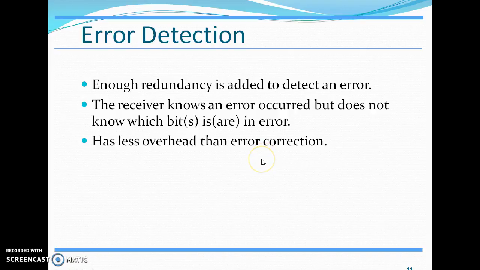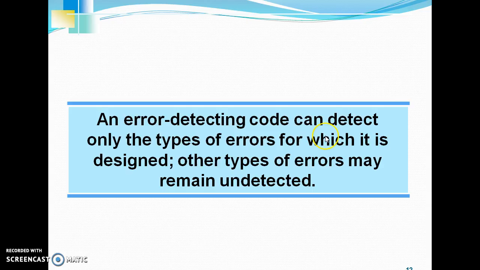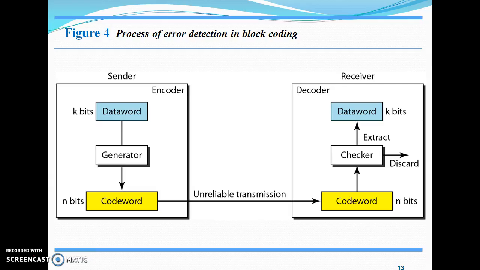Error detection: here enough redundancy is added to detect an error, and the receiver knows an error occurred but does not know which bit is in error. It has less overhead than error correction. An error detecting code can detect only the types of errors for which it is designed. Other types of errors may remain undetected.